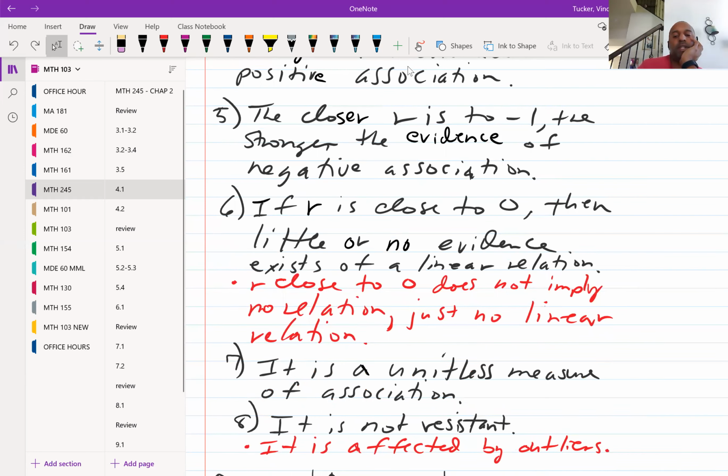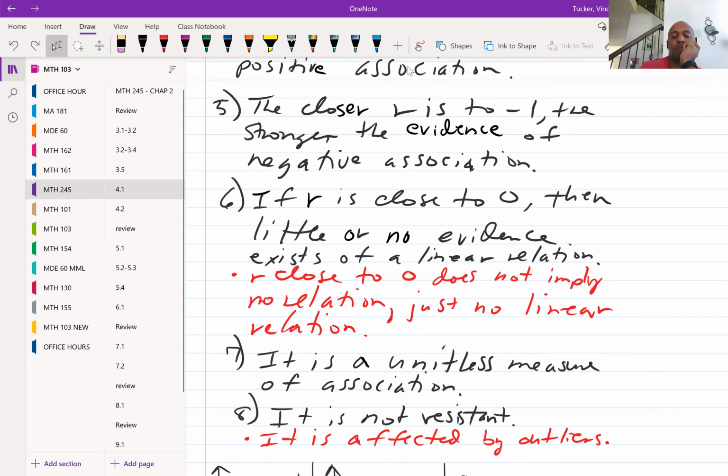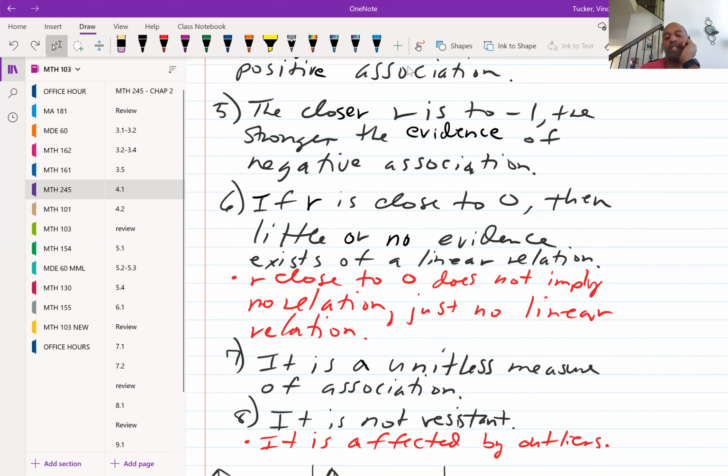Then 7, it is a unitless measure of association. Number 8 should be the last one. Yep, 8, it is not resistant, so it is affected by outliers.